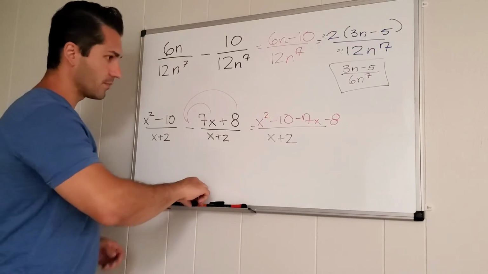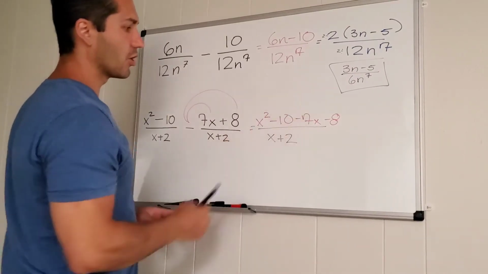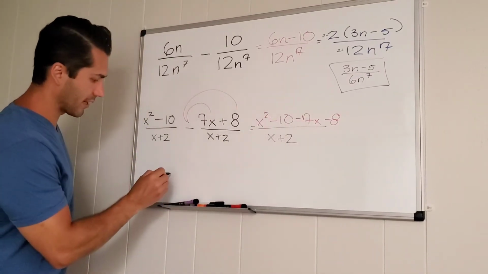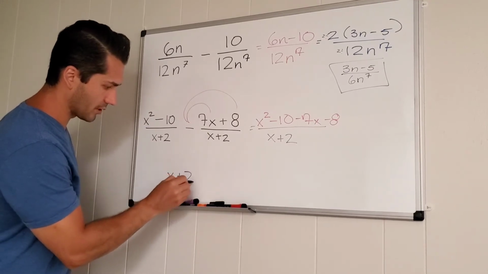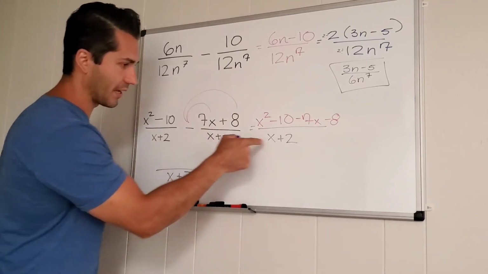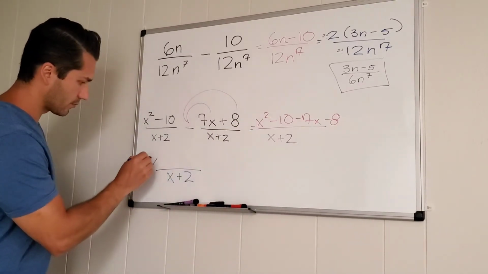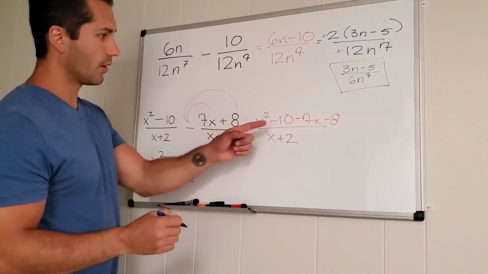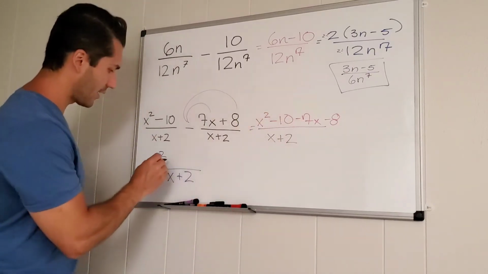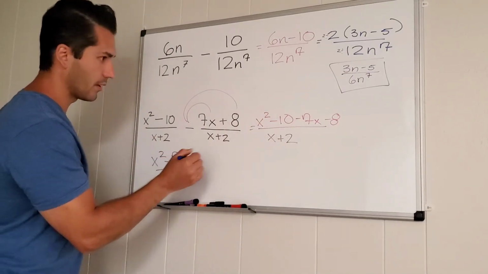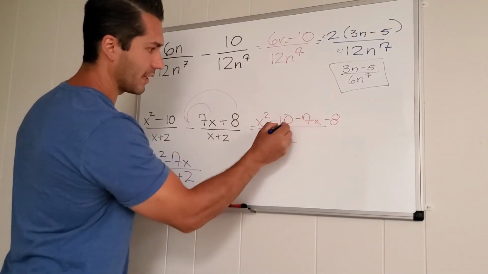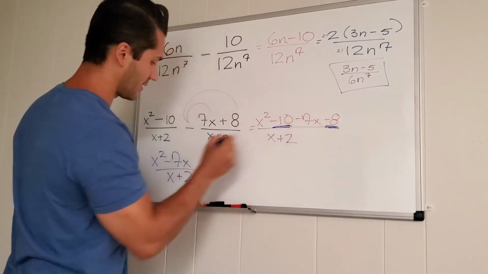We keep on going. I have some like terms I'm going to deal with. We're going to go down here. I still have the x plus 2. That's my common denominator. Notice, through all of this, the denominator is staying the same. X squared, nothing for x squared. Negative 7x, negative 7x. And I have a negative 10 minus 8. Some like terms. That's negative 18.